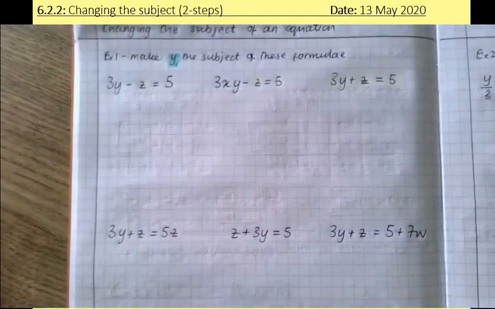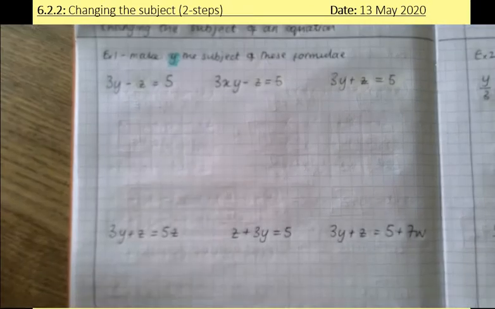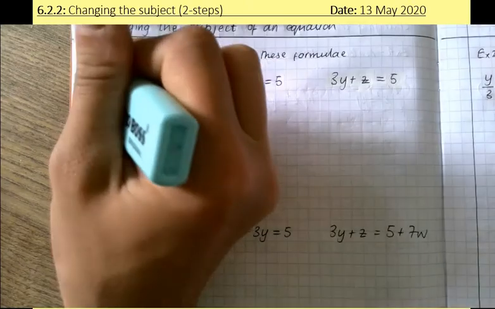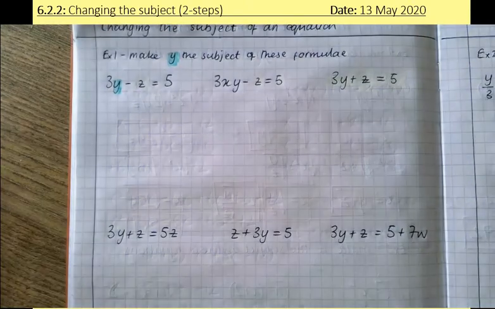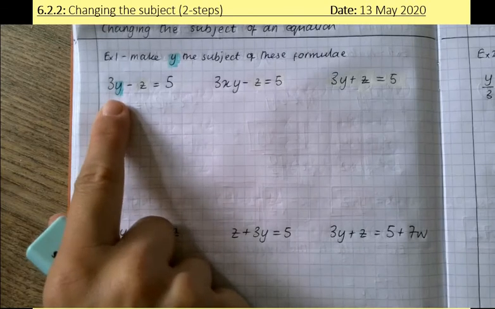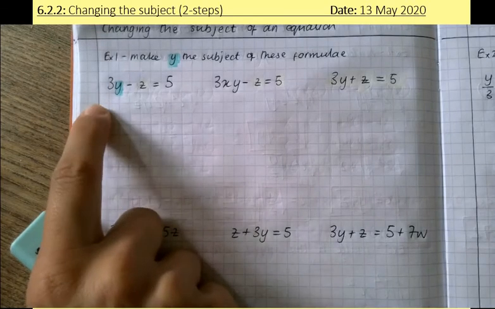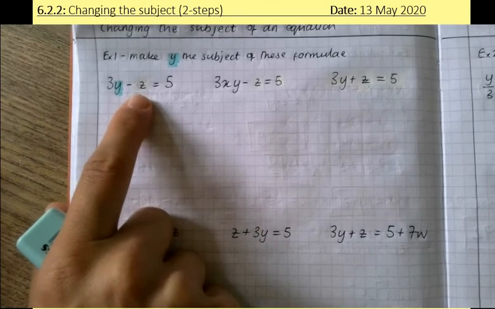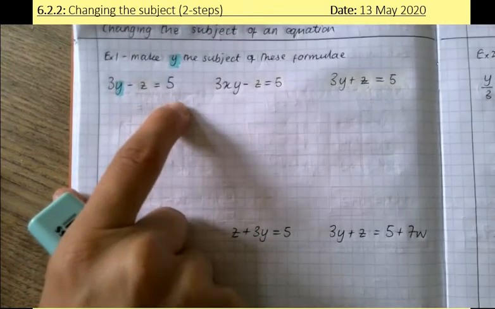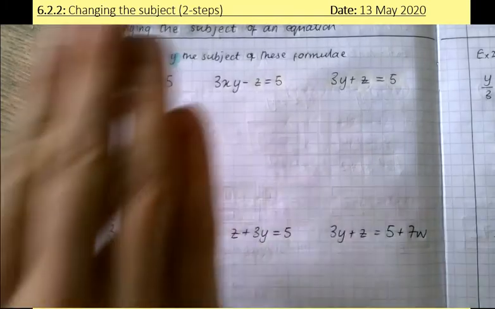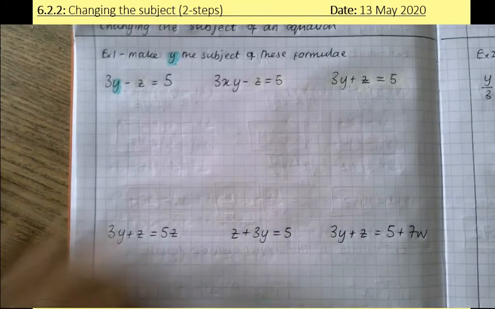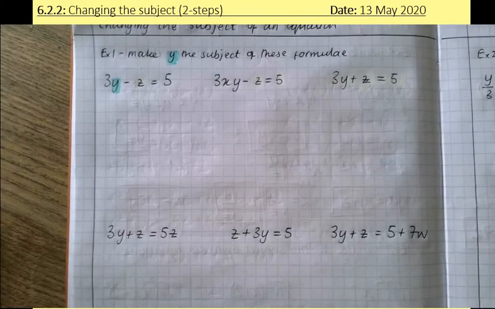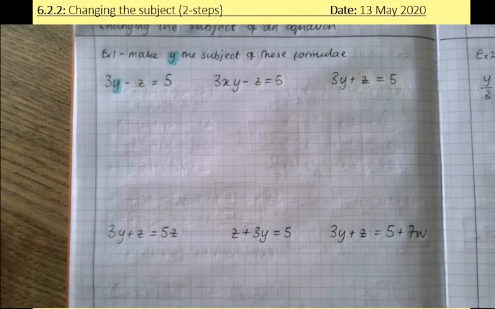the subject. So in this first one I can see that y is here. Now in this equation y is being multiplied by 3 and then z is being subtracted from all of that, and this is all equal to 5. So I slowly want to undo all of what's being done to y, so that I can make y the subject and I have y by itself.